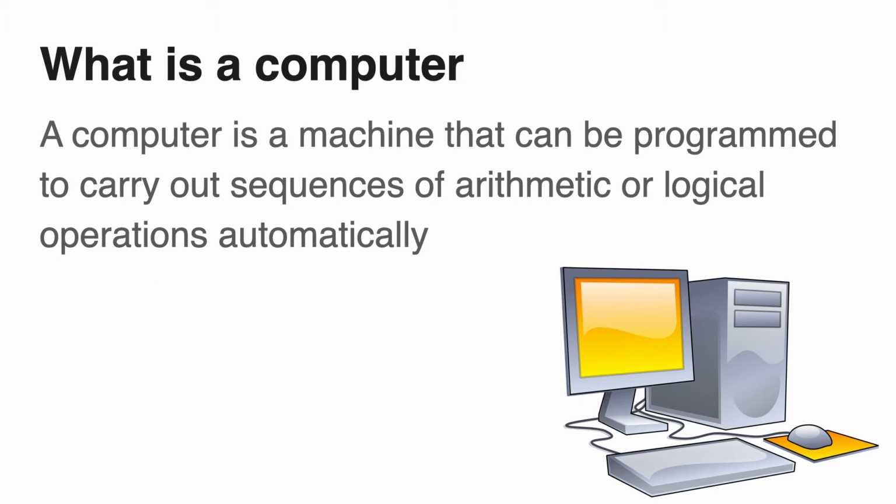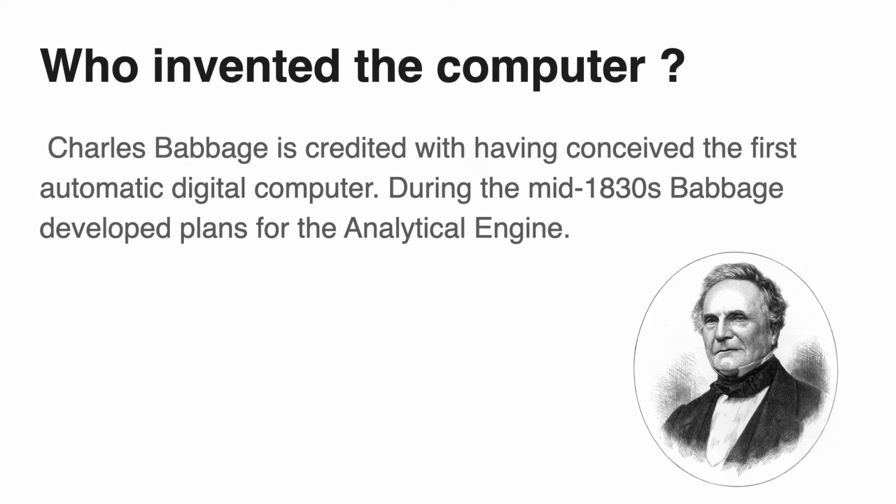A computer is a machine that can be programmed to carry out sequences of arithmetic or logical operations automatically. So, who invented the computer? Well, as you can see on your screen, Charles Babbage is credited with having conceived the first automatic digital computer during the mid 1830s. Babbage developed the plans for the analytical engine. As you can see, there's a small picture which shows him, Charles Babbage.